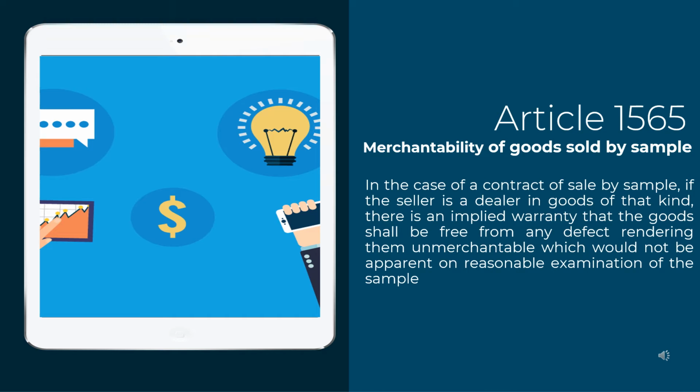For Article 1565, it focuses on the merchantability of goods sold by sample. The provision goes, in the case of a contract of sale by sample, if the seller is a dealer in goods of that kind, there is an implied warranty that the goods shall be free from any defect rendering them unmerchantable, which would not be apparent on reasonable examination of the sample.